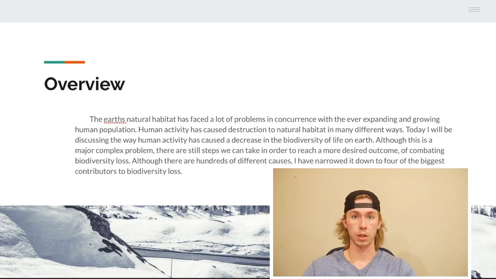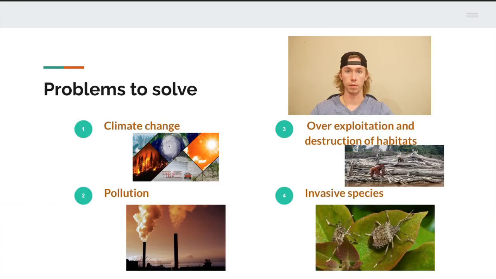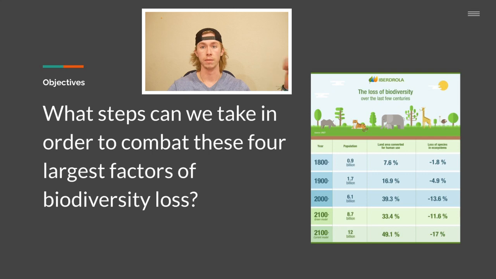So I have concluded it down to 4 of the biggest contributors to biodiversity loss, and that is climate change, pollution, overexploitation of natural resources and destruction of habitat, and invasive species. So, what are the steps that we can take in order to combat these main causes of biodiversity loss?